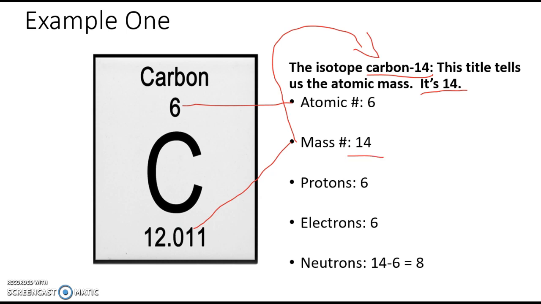The number of protons, easy. That's our atomic number. It's 6. Electrons equals protons. That's 6. How do we find the number of neutrons? We take the atomic mass, which is 14. Remember to refer to the title. It's called the isotope carbon-14. So we take atomic mass of 14 minus our 6 protons, and that gives us 8 neutrons. So this isotope has 8 neutrons.